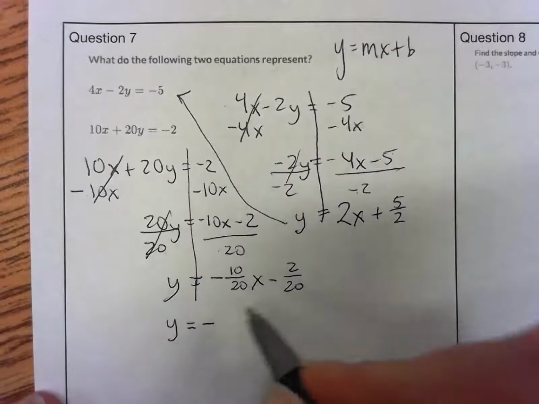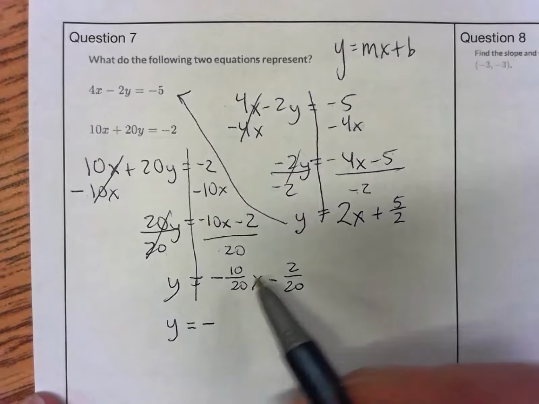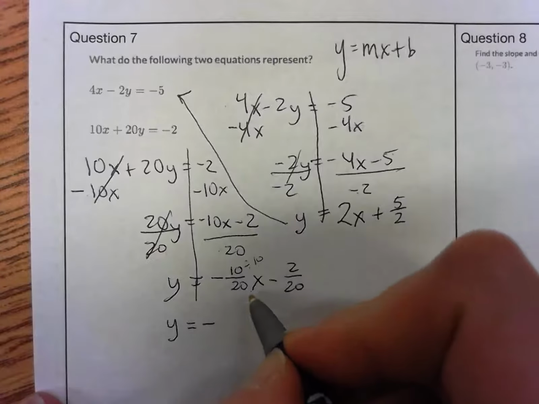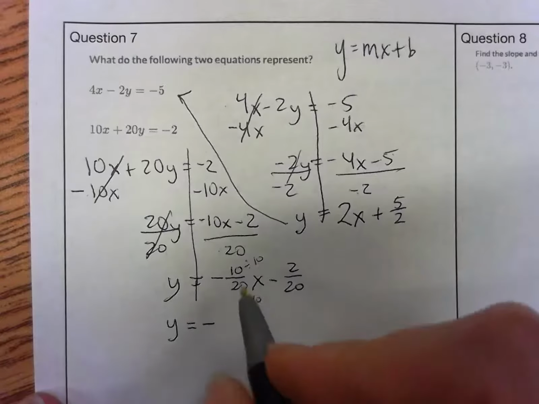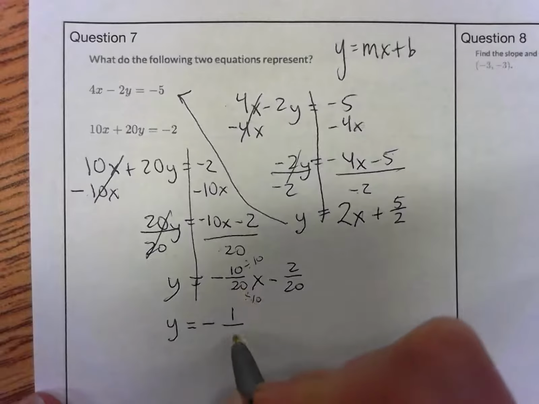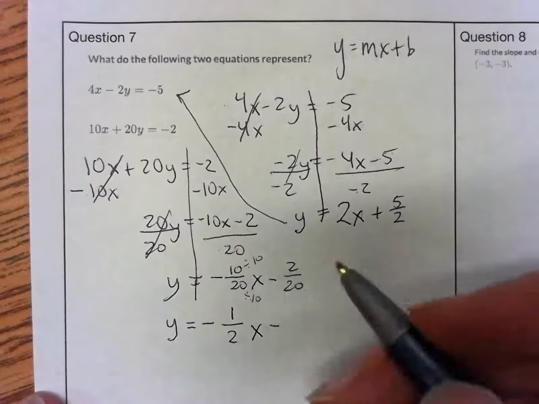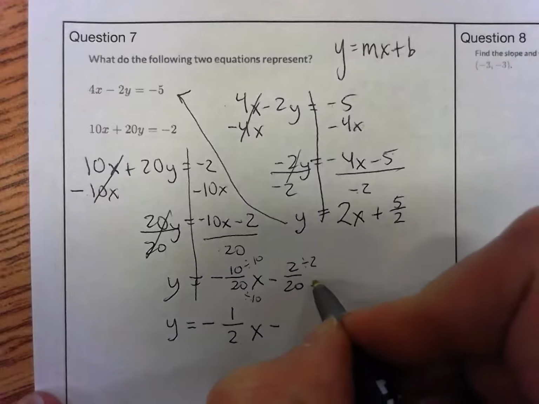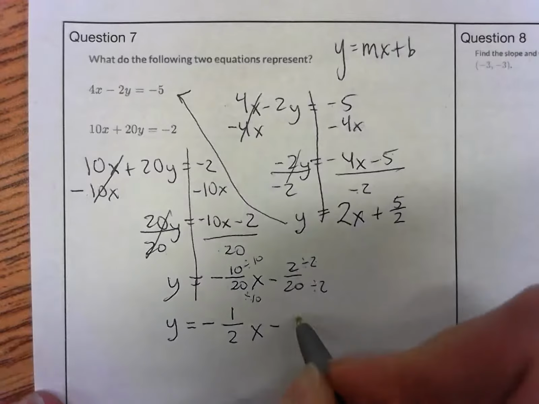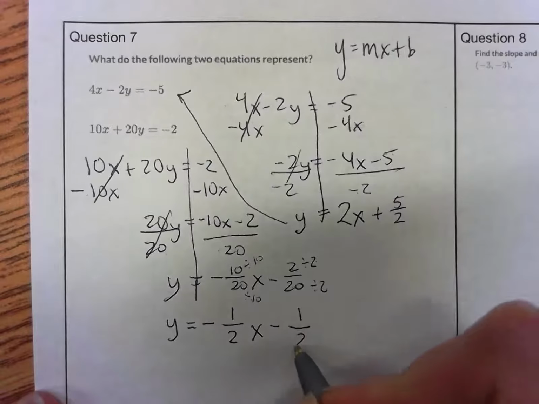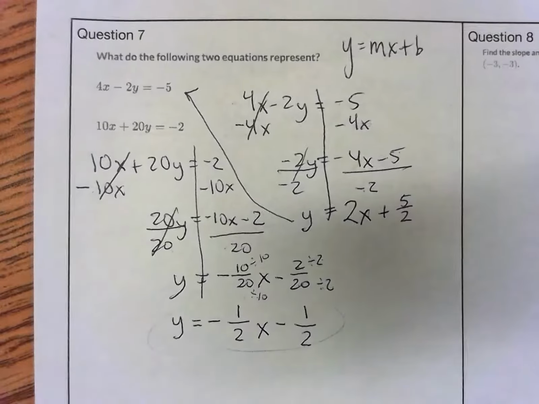So now if we simplify, both 10 and 20 can be divided by 10. So if I divide by 10, divide by 10, 10 divided by 10 would be 1, and 20 divided by 10 would be 2. Carry down my x. And then right here, both of these can be divided by 2. So divide by 2, divide by 2. 2 divided by 2 would be 1, 20 divided by 2 would be 2. So this is my second equation.